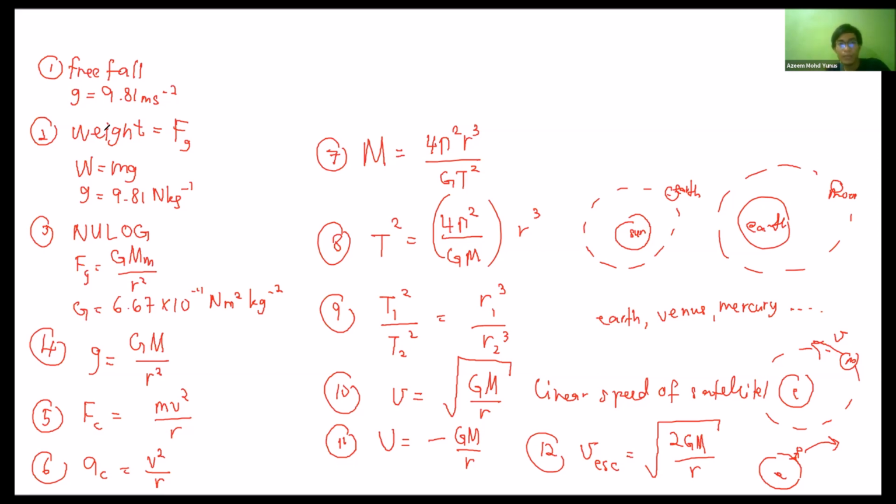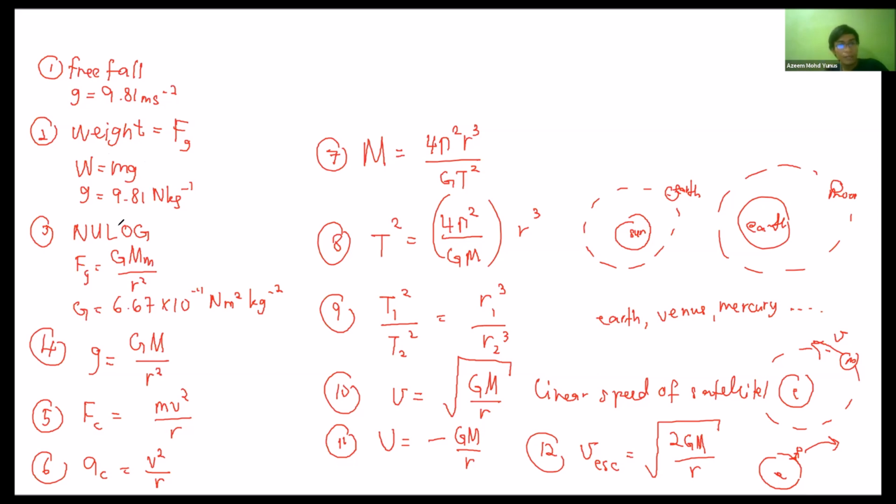Number two, weight. How to calculate weight? Weight is actually the gravitational force, but the term weight is only used when we measure it using instruments. So the weight is equal to the gravitational force acting on an object. The formula is W equals mg, where g has the same value as the gravitational acceleration, 9.81, but a different unit, newton per kilogram. This term we call gravitational field strength, on Earth only. At other places, we have different values.